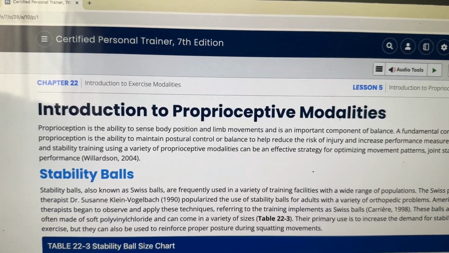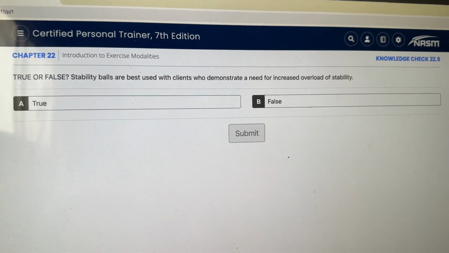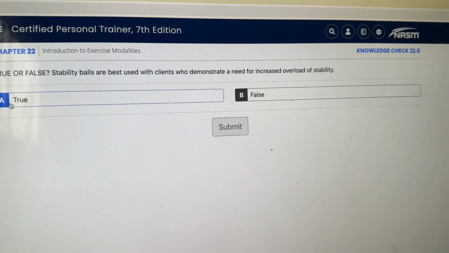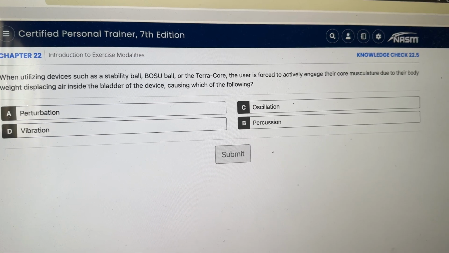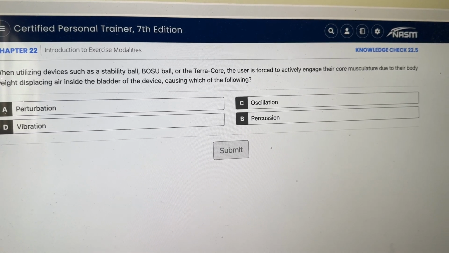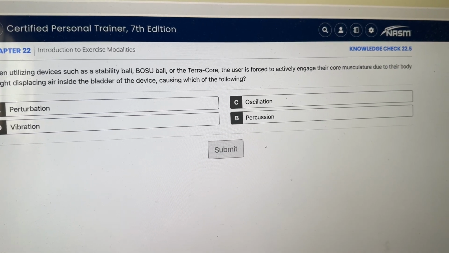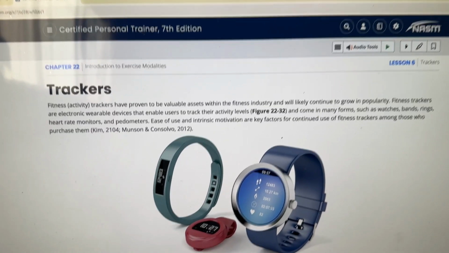Chapter 22, Lesson 5, Introduction to Proprioceptive Modalities. 5:54, 5 pages. See you guys in like 30 minutes. All right, guys, Chapter 22, Lesson 5 is done. 6:01, 2 questions. Here we go. True or false? Stability balls are best used with clients who demonstrate a need for increased overload stability. True. When utilizing devices such as a stability ball, BOSU ball, or a Terra core, the user is forced to actively engage their core musculature due to their body weight displacing air inside the bladder of the device, causing which of the following? Perturbation.